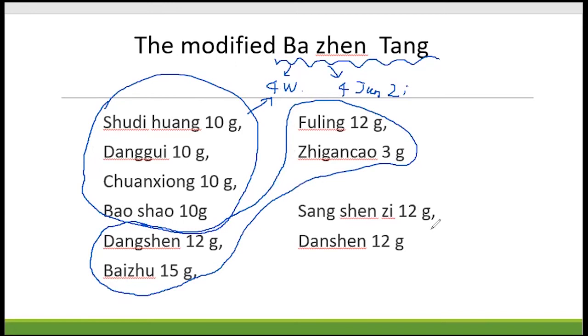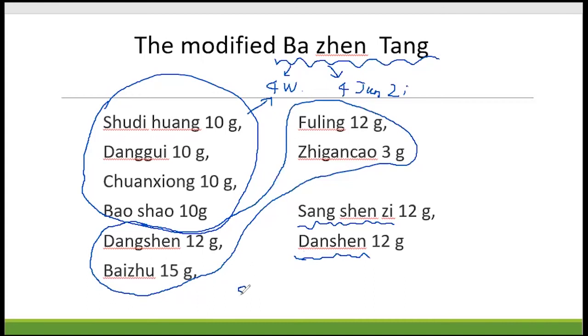And we can modify from there. Sang Shen Zi for tonifying. We have Dang Shen already, Dan Shen for blood, so we can add more tonifying herbs. We also have another formula good for both qi and blood.